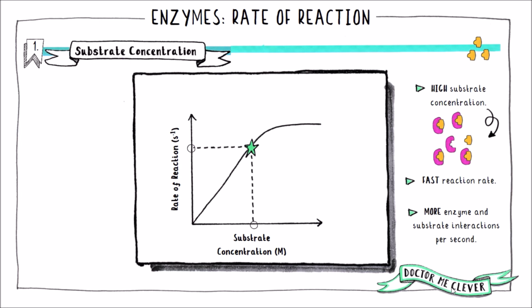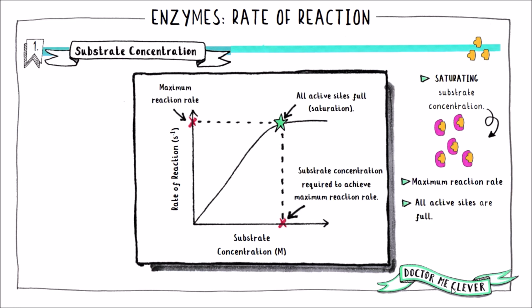If we increase the substrate concentration, so if we move along the x-axis, we see that the rate of reaction on the y-axis increases too, and this happens in a linear manner, so the graph is a straight line to begin with, until the rate of reaction peaks. At this point, the enzyme continues to work at its maximum rate of reaction and is saturated with substrate. All the active sites are full and the enzyme can work no quicker.